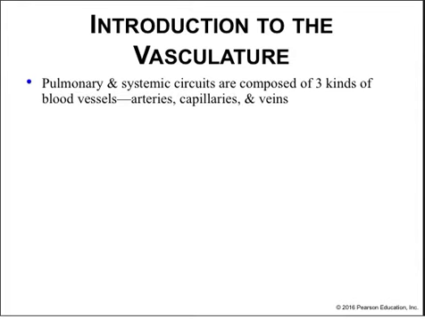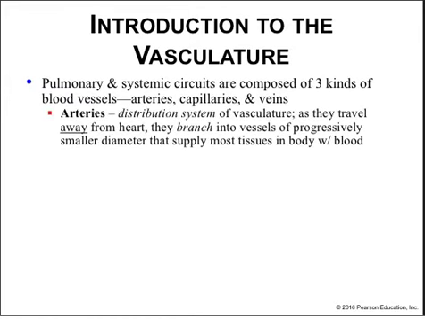The pulmonary and systemic circuits are composed of three different types of blood vessels: arteries, capillaries, and veins. Arteries, as we learned in the last chapter, always carry blood away from the heart, and they are the distribution system of the cardiovascular system. They branch into vessels of progressively smaller diameter that supply most of the body's tissues with blood.